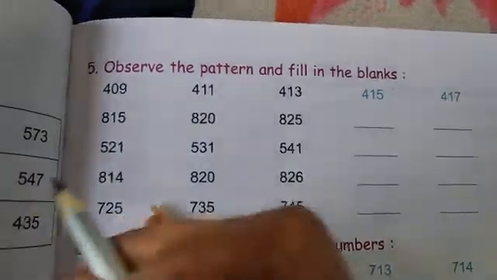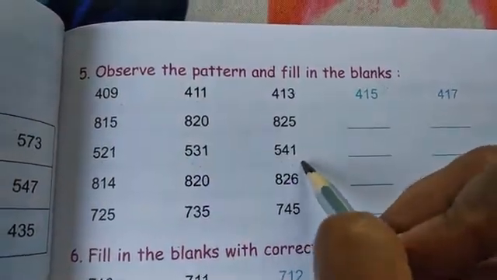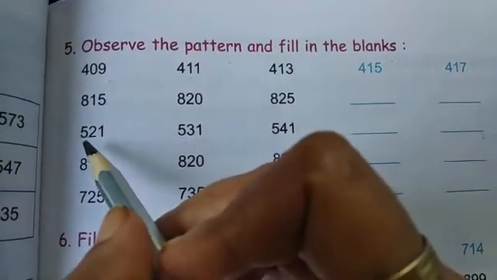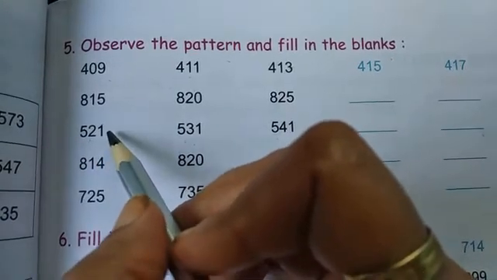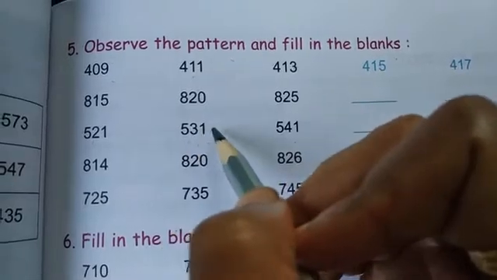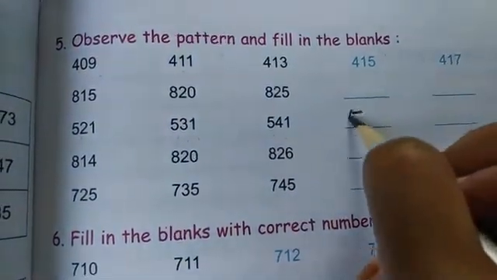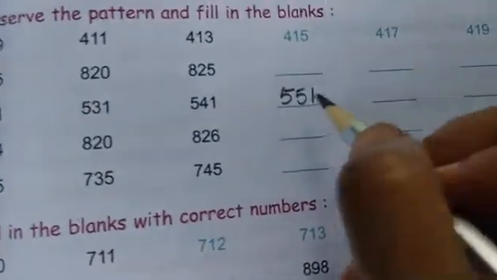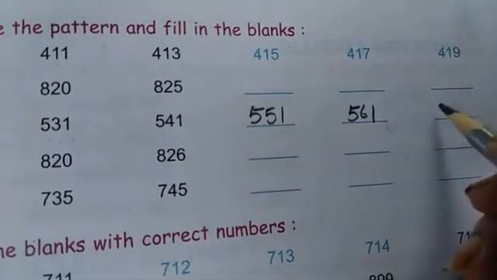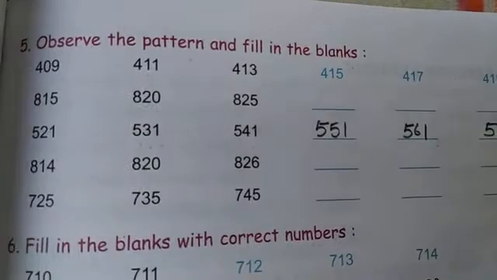So here 521, 531 and 541 are the numbers. Here the difference is 10. If we add 521 with 10, then it becomes 531. Then 531 plus 10, 541. And 541 plus 10, 551. Then 551 plus 10, 561. 561 plus 10, 571. There is a difference of 10 in each number.